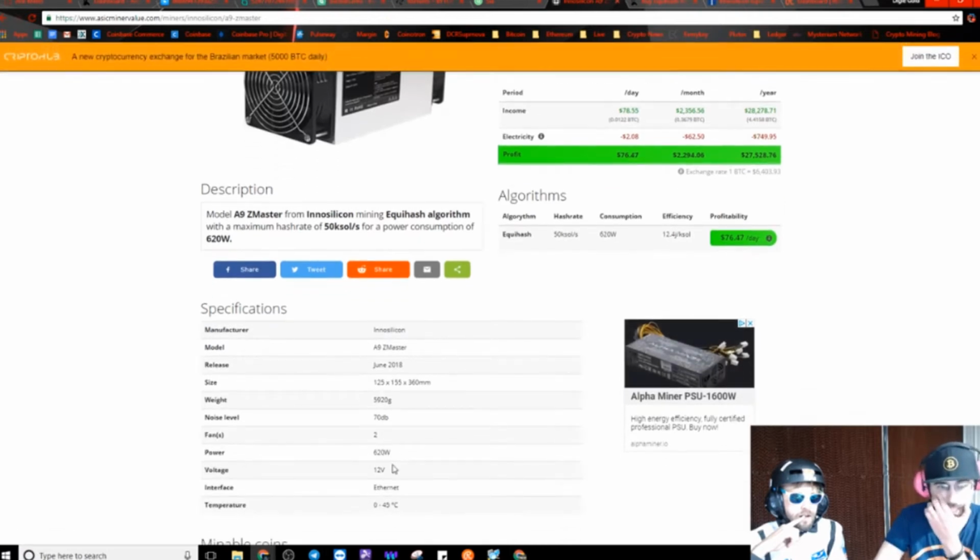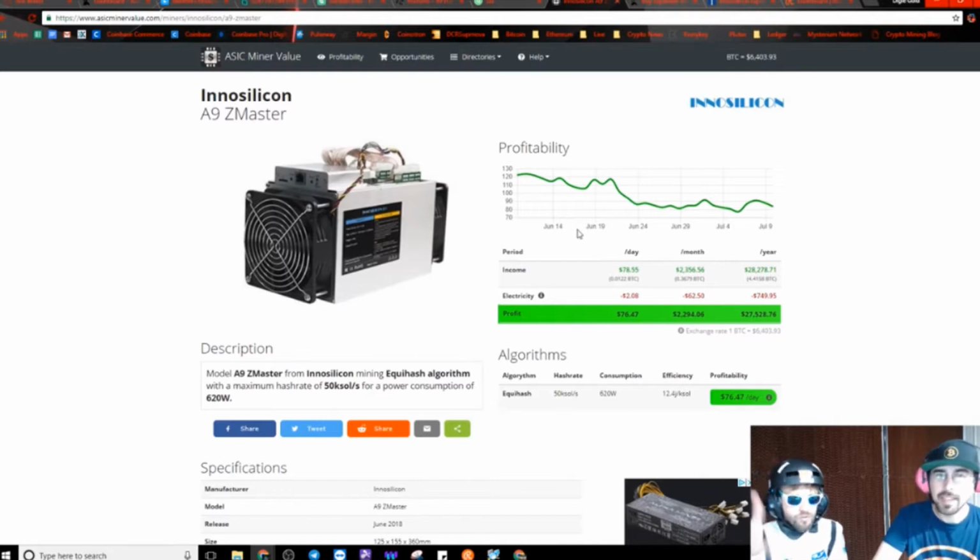This is significantly less. This is almost half. Bitmain, what does Bitmain do? It sounds like they just rushed this other one. Yeah, they're playing catch up now. Inosilicon beat them to the market. Yep. Bitmain does not have the monopoly they once had.